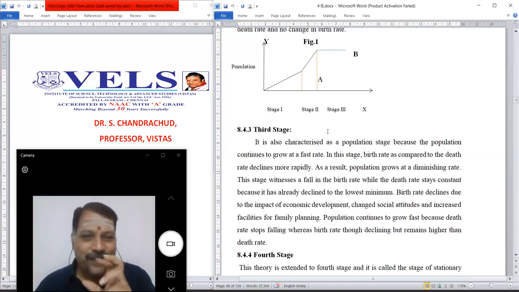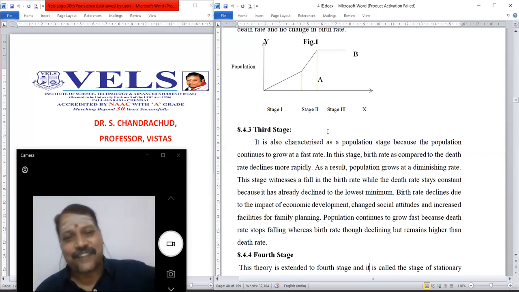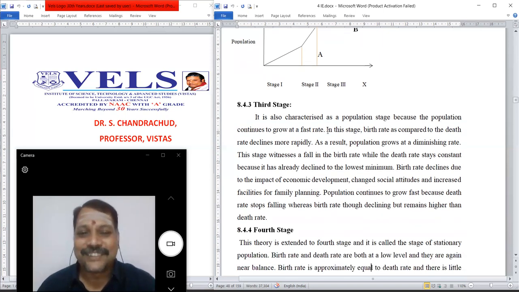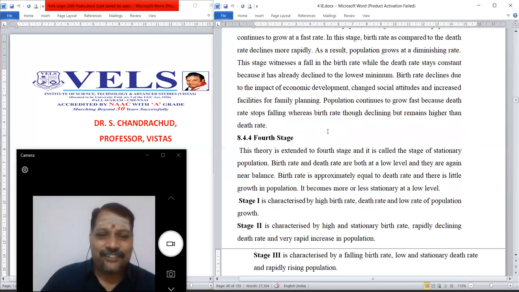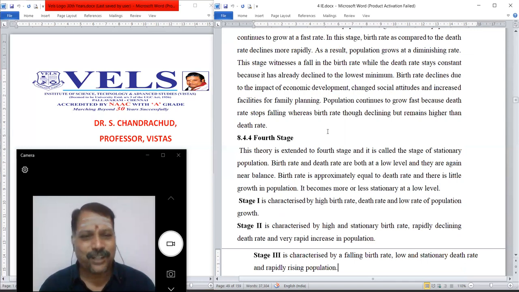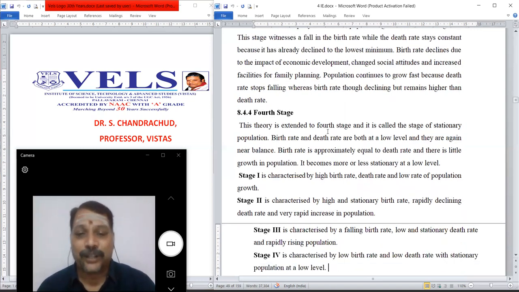So in this figure, we have the three stages: stage 1, stage 2, and stage 3. Initially, it increases at a lower rate, in the second stage at a faster rate, and in the third one at a constant rate. In the fourth stage, the theory extended, the birth rate and death rate get balanced. This stage is called stationary population. The birth rate and death rate are both at a lower level and they are again near balance. The birth rate is approximately equal to the death rate and there is little growth of population. It becomes more or less stationary at a lower level.